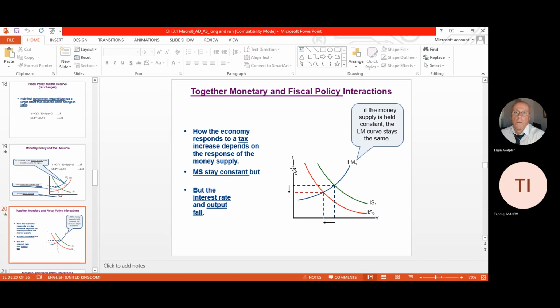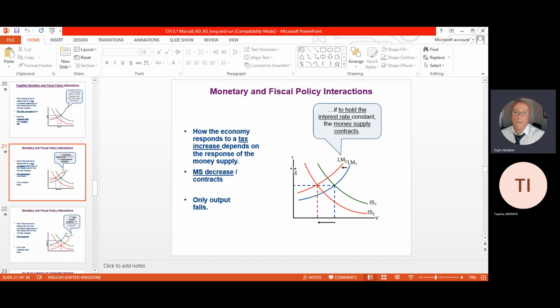Okay. If we hold the interest rate constant, the money supply contracts. As you see now, the interest rate is supposed to be intact, not changing. As you see here, the interest rate is the same, not changing. Then what will happen? The money supply is supposed to be contracted because LM1 goes to LM2. As you see here, it moves backward.